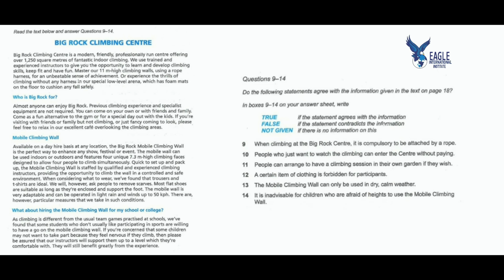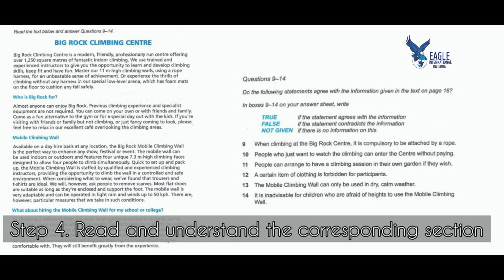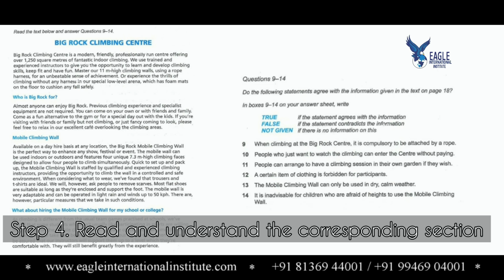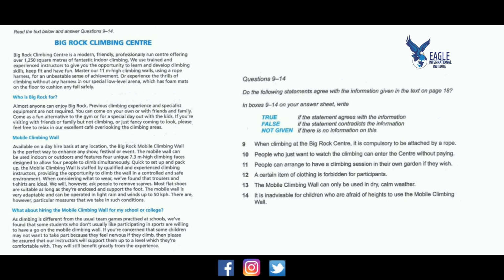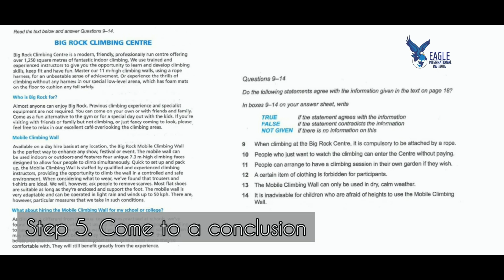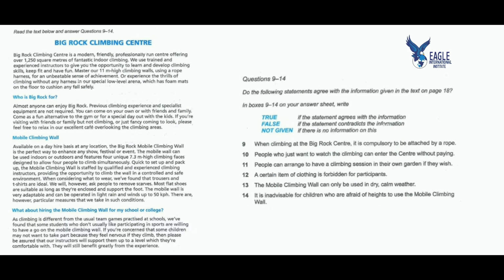I'm going to skim this passage. You can do it with me. Okay, so I found the word rope in the 4th line of the passage. The fourth step is to read and understand the meaning of the corresponding section of the passage where I located the keyword. And the fifth step is to come to a conclusion. Let's do it. I'm going to read and understand the section of the passage where I located the keyword.